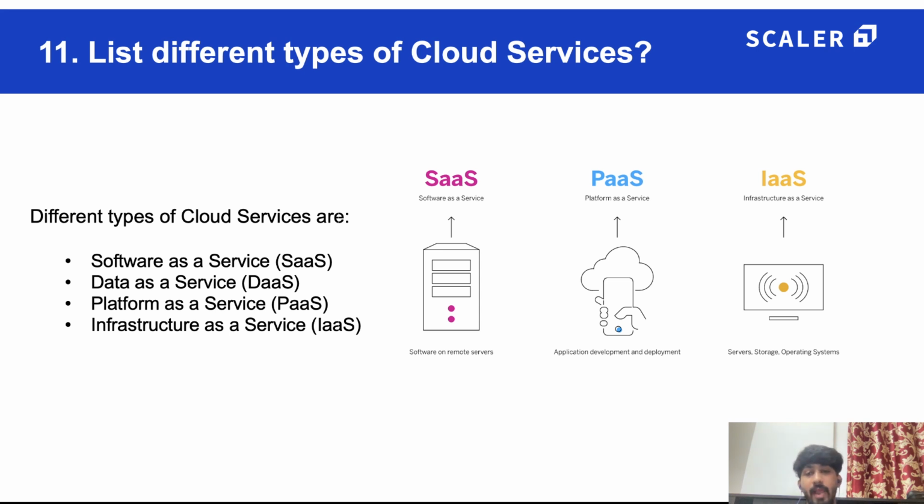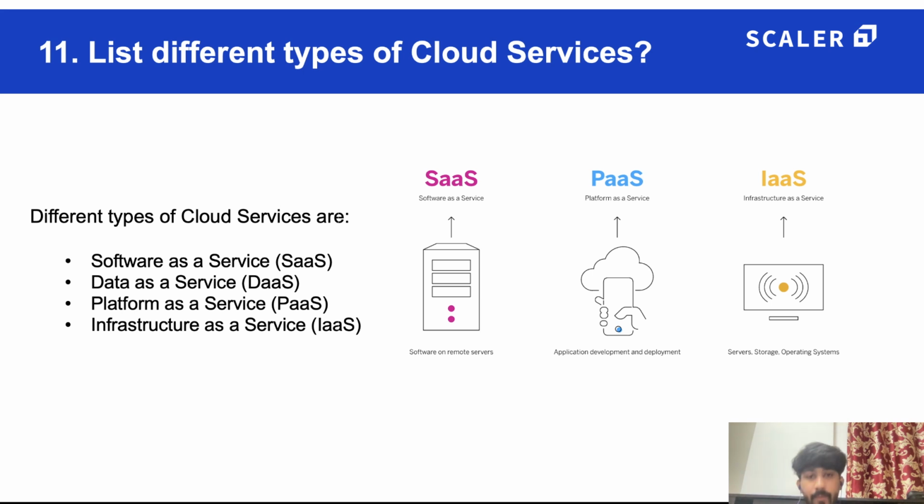Data as a service could be added if you want to, because there are other types of cloud services which could be added, like function as a service, big data as a service, AI as a service. You can add so many things, right? As a service is just a term. So mainly there are three types: software, platform, and infrastructure.